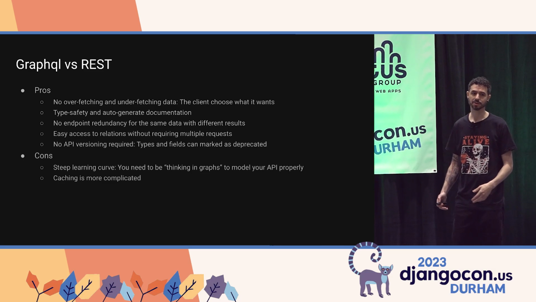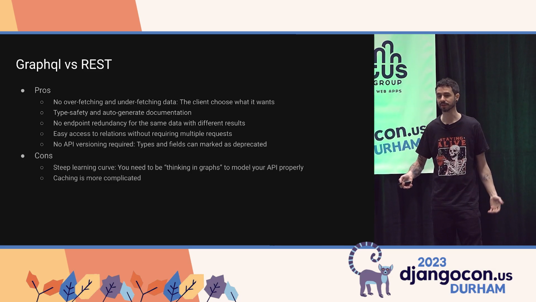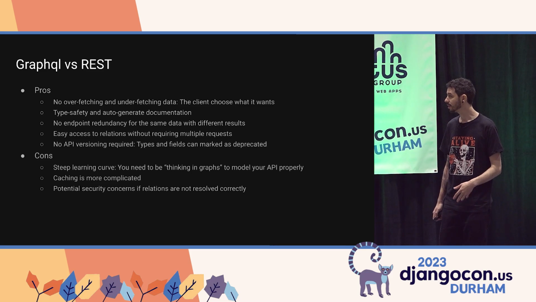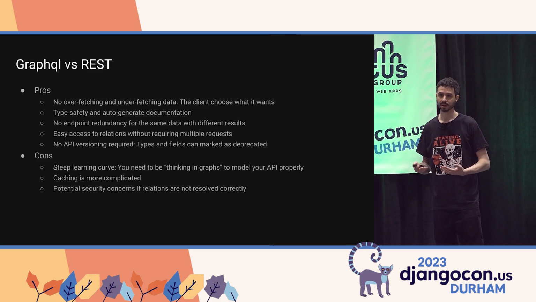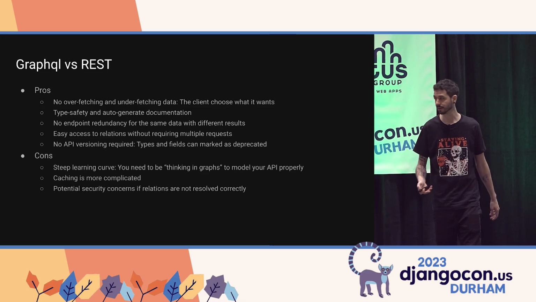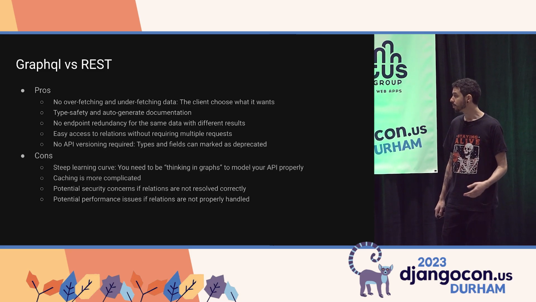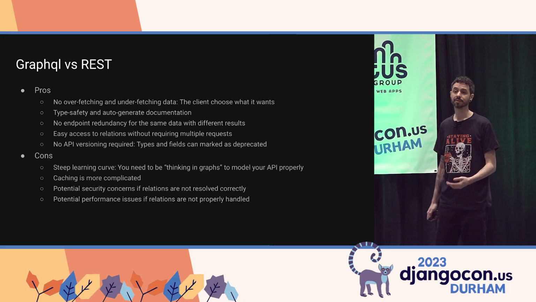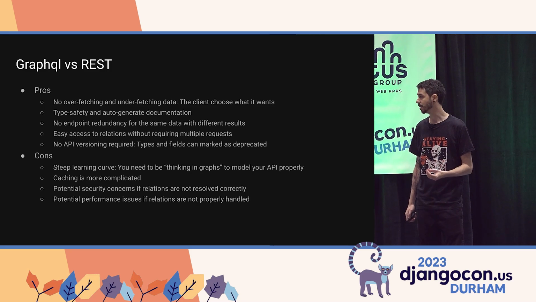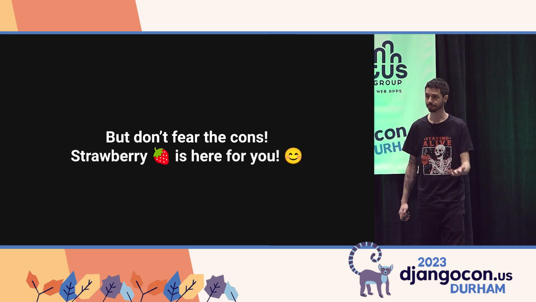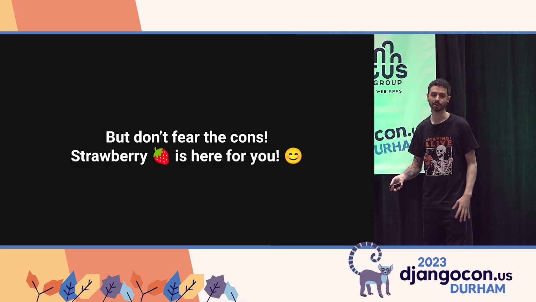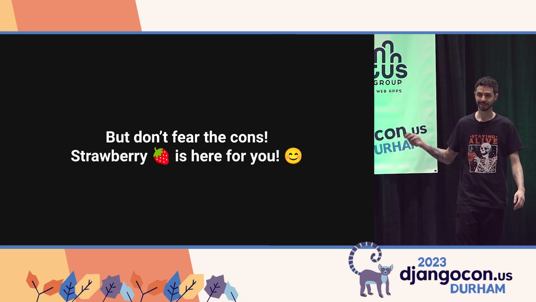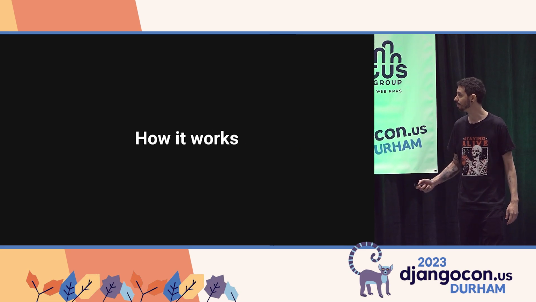Caching is more complicated. You can't just cache GET requests. There are potential security concerns if you don't map your relations correctly, and potential performance issues if your relations are not handled properly. But don't fear those cons. Strawberry is here for you, as you will see in my next slides about Strawberry.